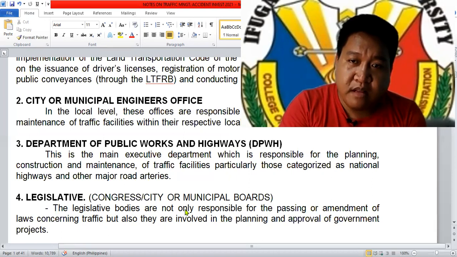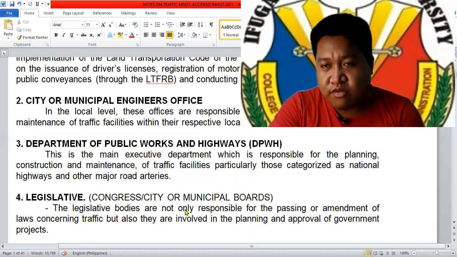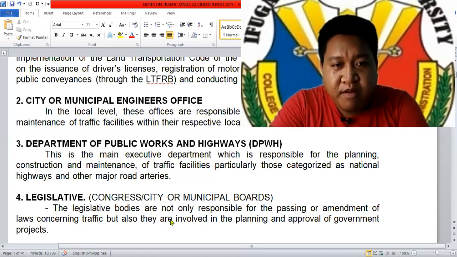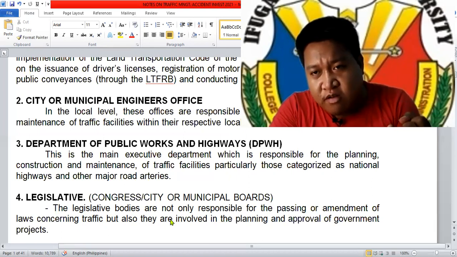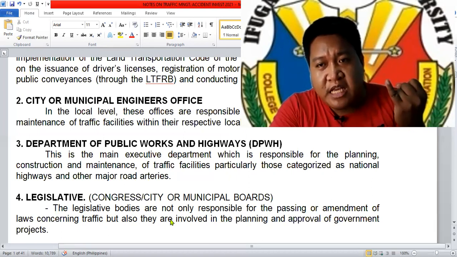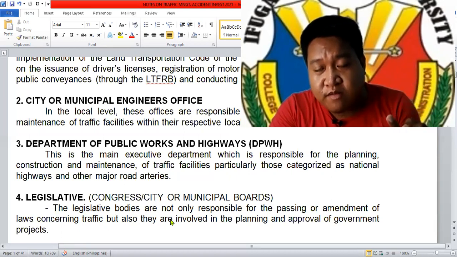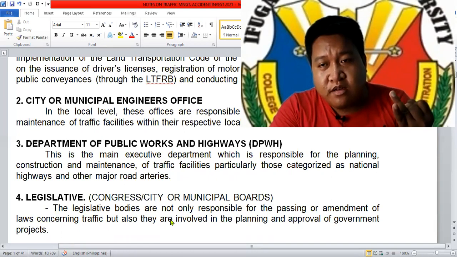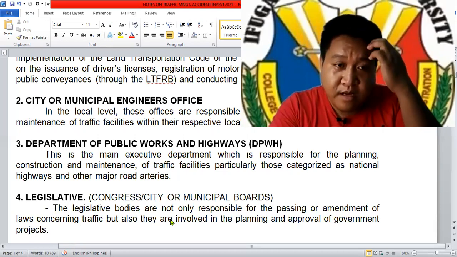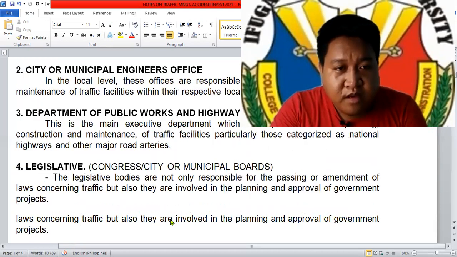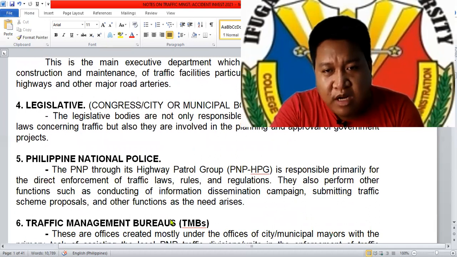Sa Congress naman, they create traffic laws. Okay? Marami na yung mga seatbelt law at Republic Act 8750. Yan, yung helmet law, that is Republic Act number 10054, and so forth and so on. Okay, so we will see them later. Then the Philippine National Police.